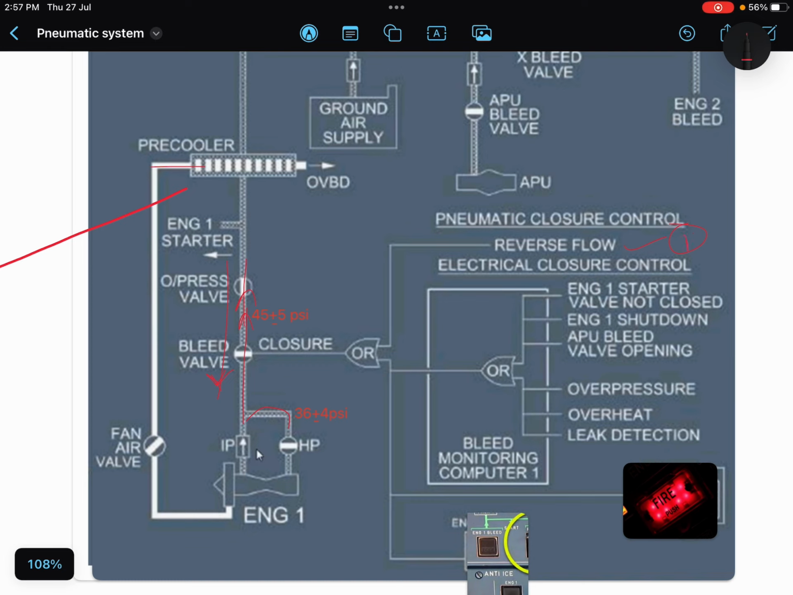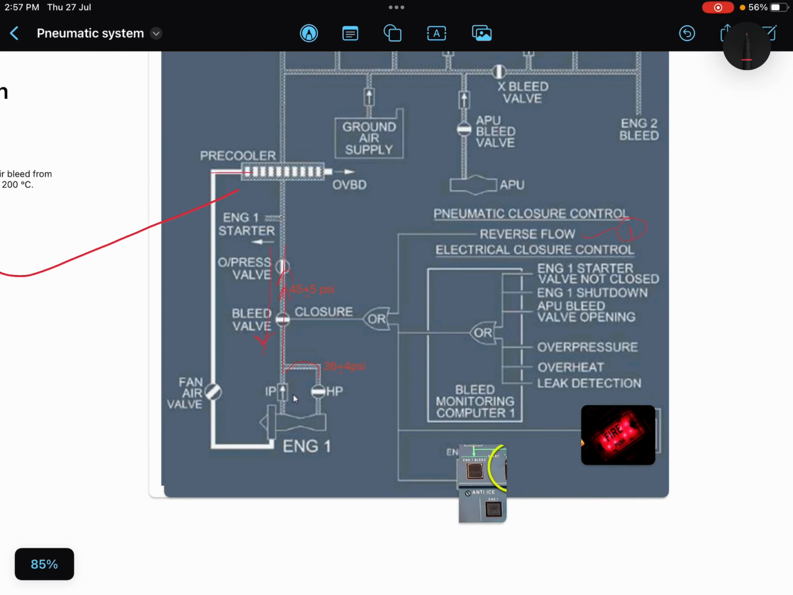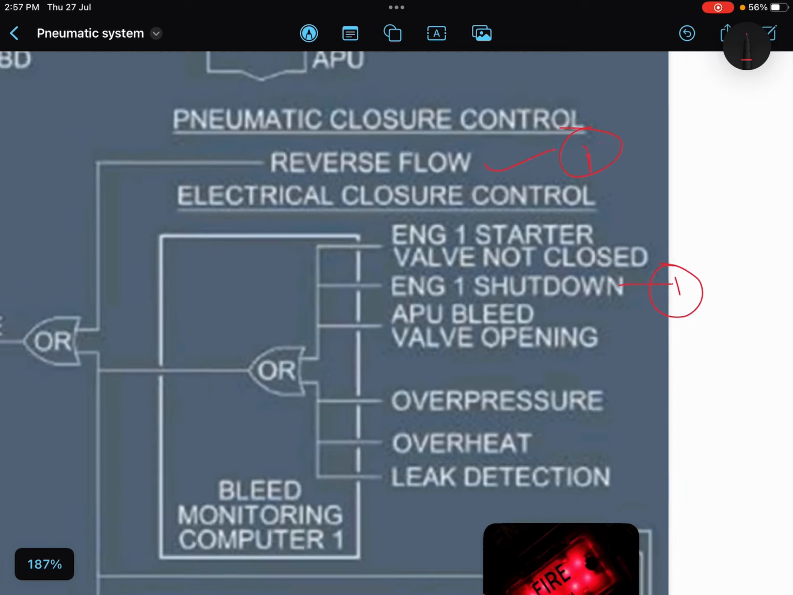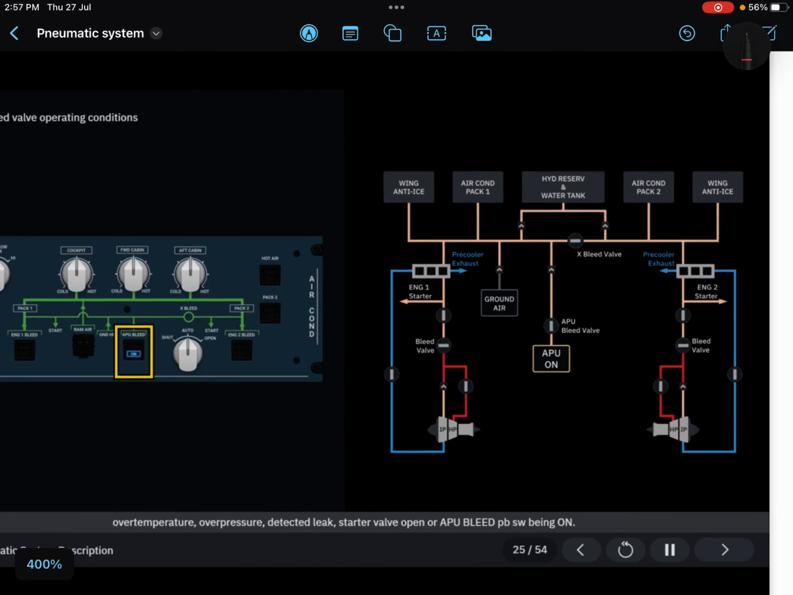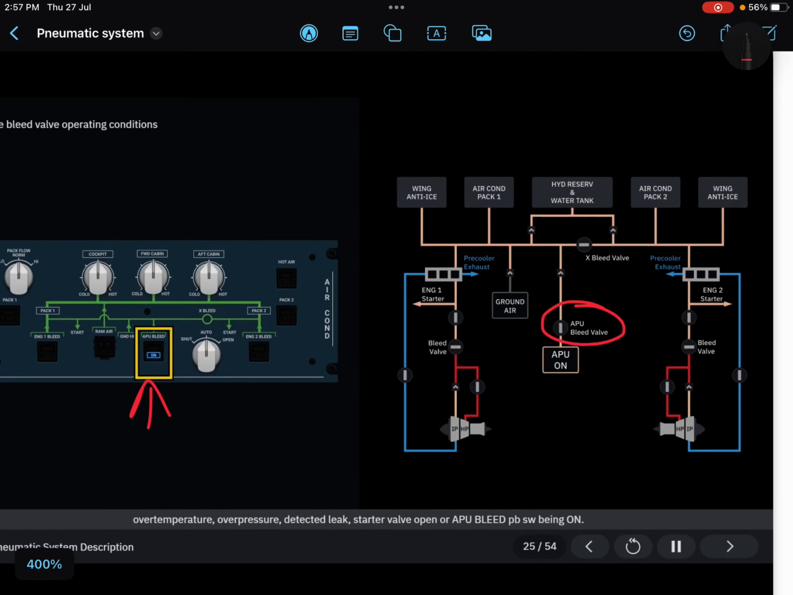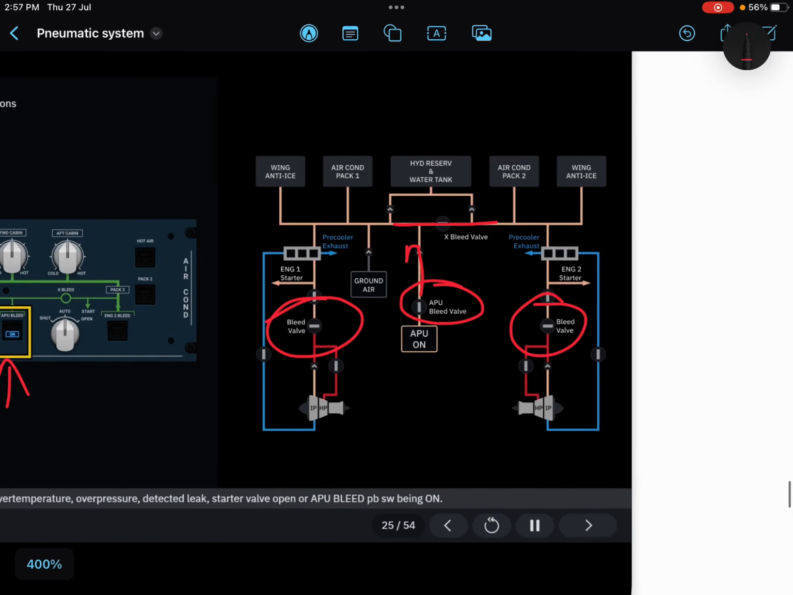Now comes the electrical closure conditions. So there are 6 or 7 conditions by which this bleed valve closes automatically. Number one, when engine 1 is shut down or engine 2 is shut down, their respective side of bleed valve will close. Number two, if the starter has been engaged. Number three, if APU bleed has been selected. If you have selected APU bleed, this will allow the APU bleed valve to open, cross bleed valve to open, and close the bleed valves of both engines. Right.